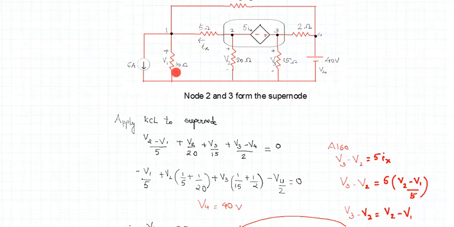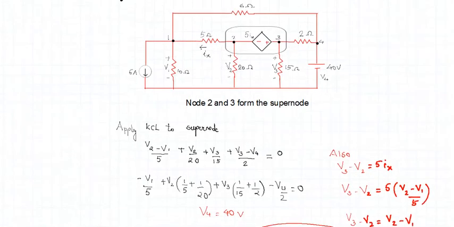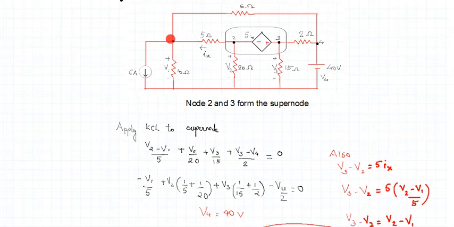The current in this branch will be V1 by 10. The current in this branch will be (V1 minus V2) by 5. Correct? There is one more, yes, this particular branch: (V1 minus V4) by 6. So there are a total of 4 branches. 1, 2, 3, yes.